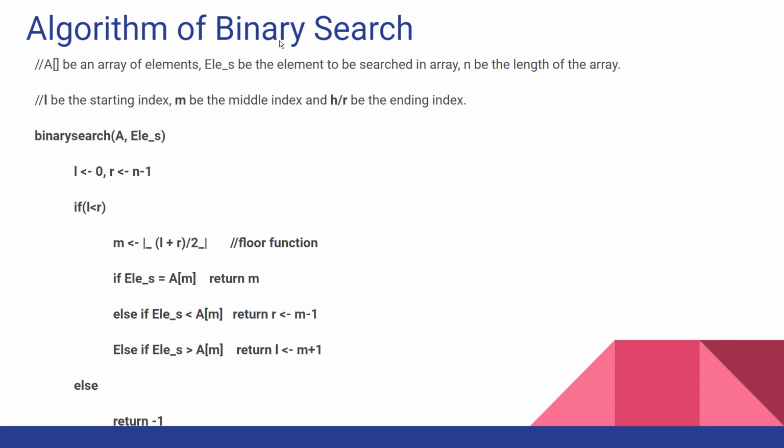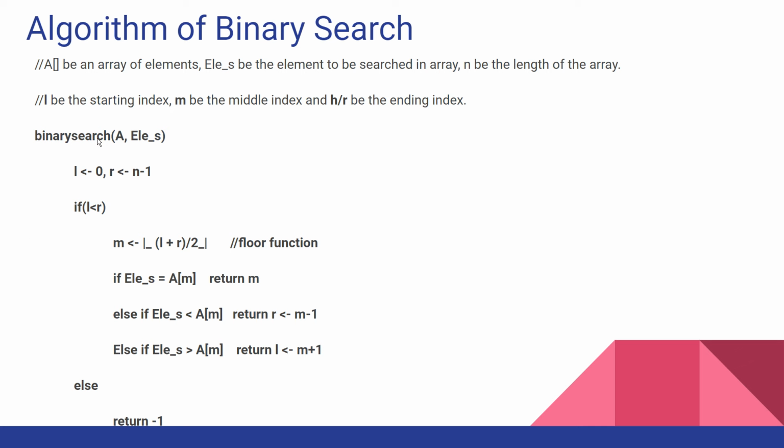Now you can check out the algorithm of binary search. Firstly, we have to see that A is an array of elements, x is the element to be searched in the array, and n is the length of the array. L is the starting index, M is the middle, and H or R, any name you can give, is the ending index. Okay, so let's get into what the algorithm for it is.